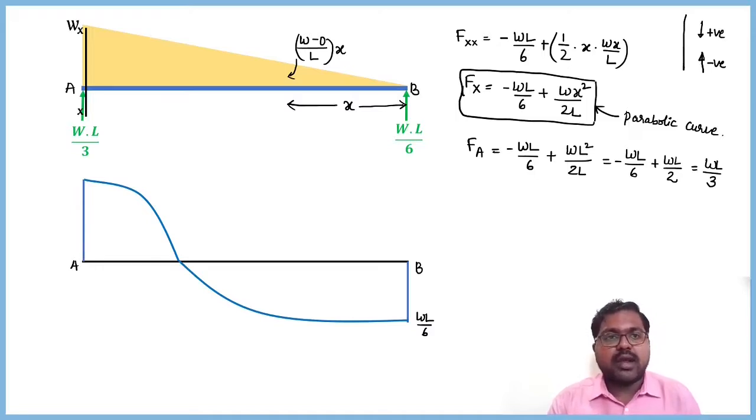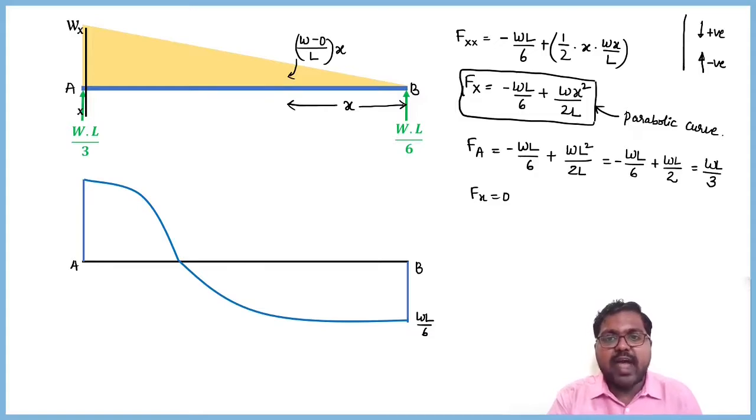So again at A, if we take immediate left, this WL by 3 got cancelled and it becomes 0. So here at one point the shear force has become 0. Now we need to find the point where the shear force is 0. For that I am taking Fx, which will be equal to 0.